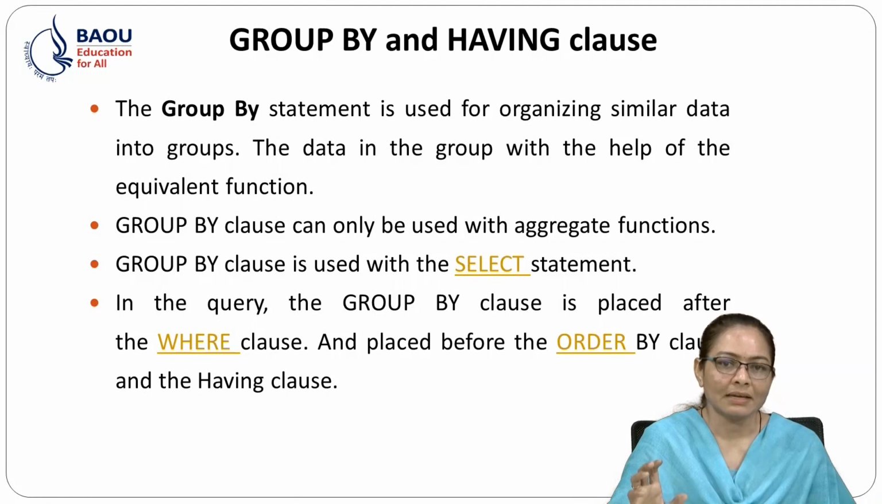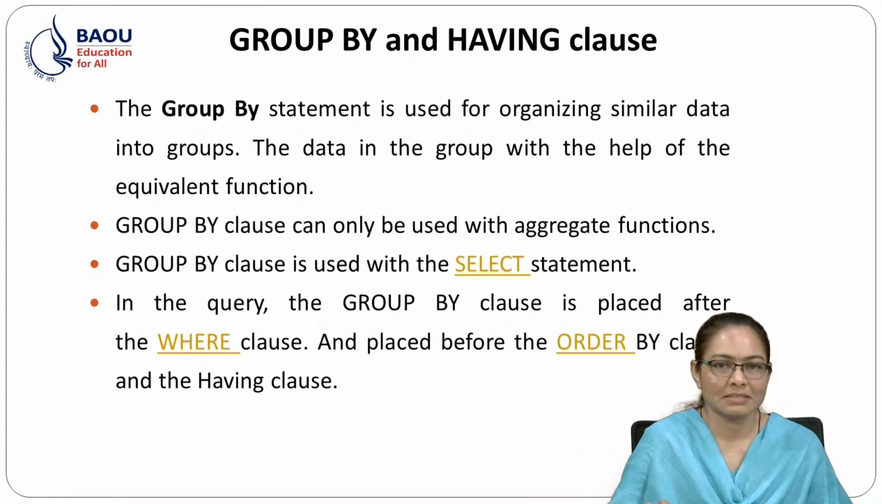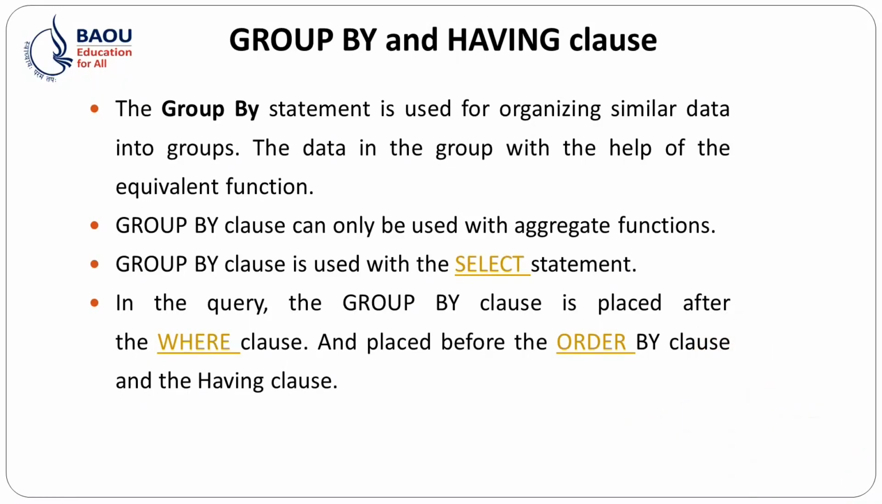In the query, the group by clause is placed after the where clause. We already saw this in the syntax of the select statement in the previous slide. The group by clause is placed after the where clause and before the order by clause. Specially, the group by clause is used for collecting similar data, and the having clause is used like a where clause. The having clause is used with a particular condition.